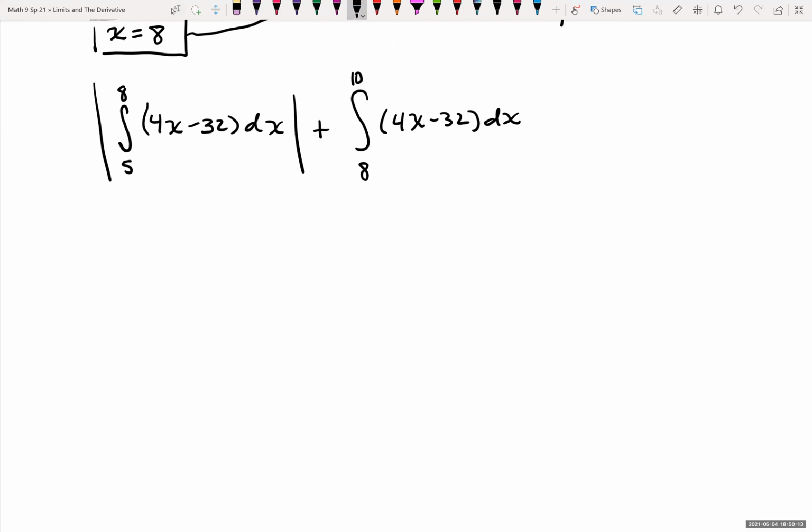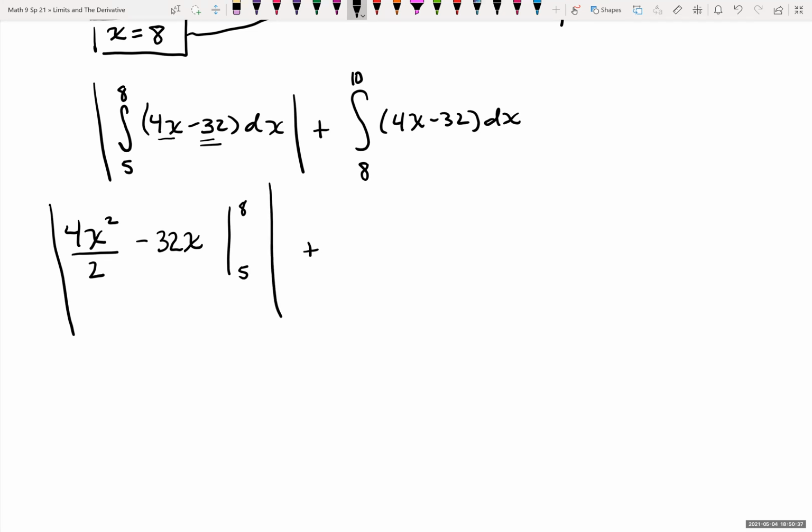So the antiderivative of 4x: add 1 to our exponent, divide by our new exponent. So we get 4x squared all over 2, minus, the antiderivative of a constant is that constant times x, so negative 32x. This is from 5 to 8, absolute value. Plus, we're looking at the same answer we got here. It's the same thing we're taking the antiderivative of. You can clean it up. That's going to be 2x squared minus 32x, and that's evaluated from 8 to 10.